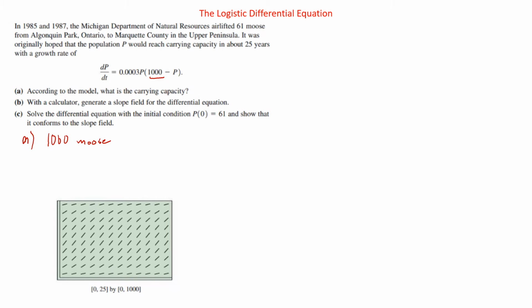Then solve the differential equation with the initial condition P of 0 equals 61, and show that it conforms to the slope field. So, solving this, we're going to start out by separating our variables. So we'll have 1 over P times (1,000 minus P) dP equals 0.0003 dt.